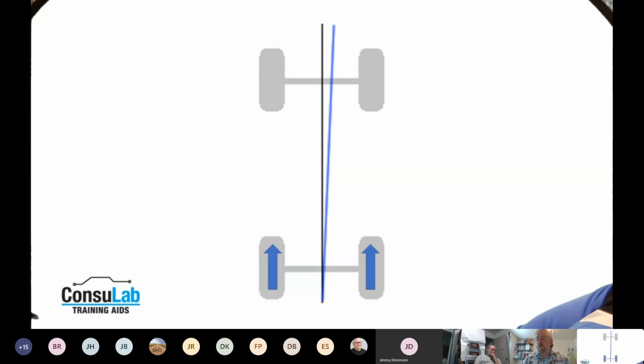Could be problems with suspension depending on the suspension type. If it's a leaf spring in a solid axle, you could have a sag spring, which naturally causes the axle to move back on one side and cause a thrust line. So there's lots of things that need to be corrected there.